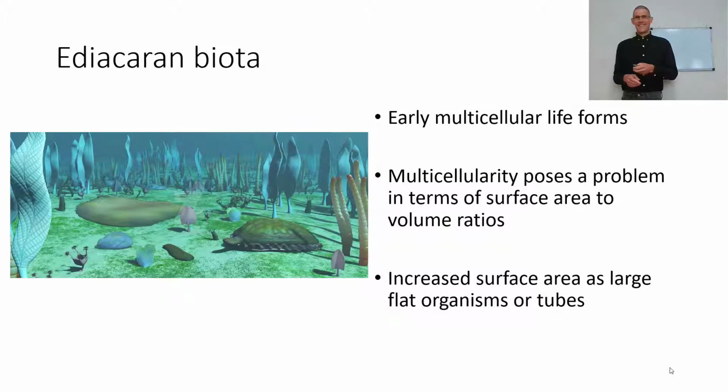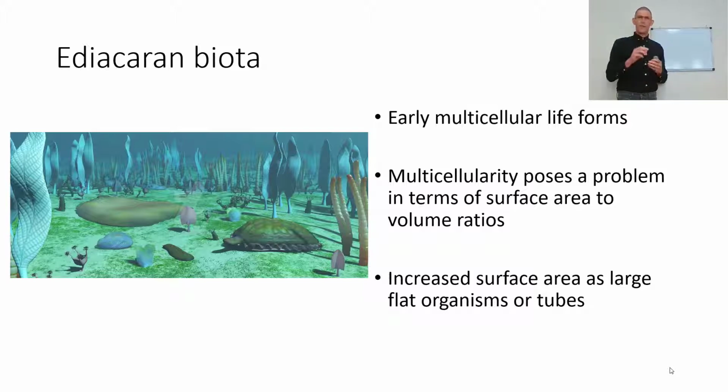All right. So I want to open up, too, by talking about the Ediacaran Biota. So these were early multicellular life forms, and some of these pre-Cambrian species looked very different than what we see, and they're basically a different solution to the problem of multicellularity.